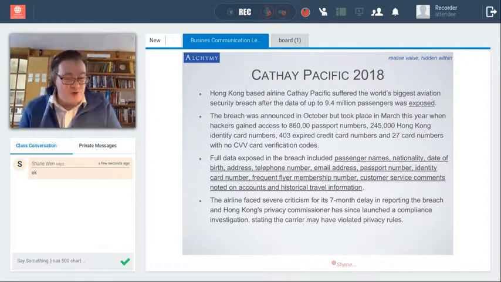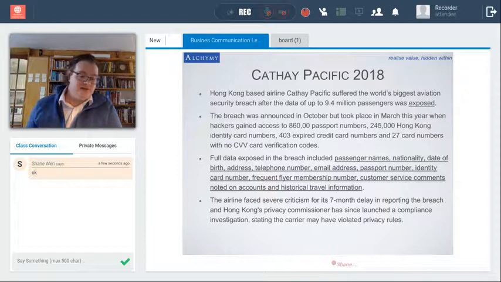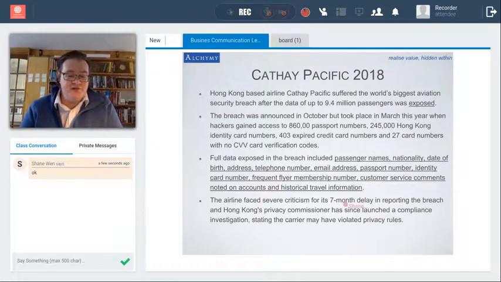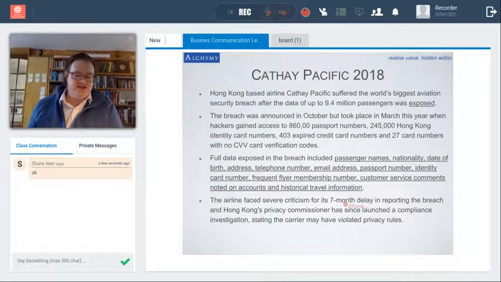But of more importance probably is the fact that they waited 7 months before they reported the breach. If you look at the last paragraph there, they face severe criticism for the 7-month delay in reporting the breach. And so they're under a significant compliance investigation as a result. And again, we don't know what the outcome of that is going to be yet.